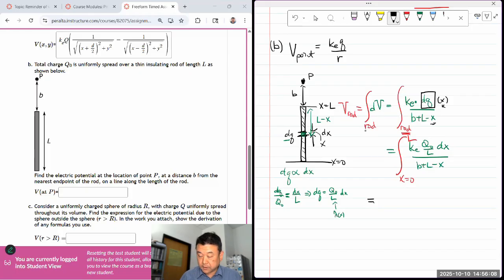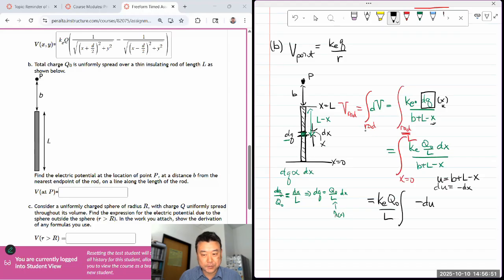So for this integral, it looks like I'm going to be doing u substitution. Let me factor out all the constant coefficients that I don't need to bother with: Ke q naught over L. So I have dx over all this. I'm going to use the u substitution with u equal to b plus L minus x. Then du is equal to minus dx. I'm going to substitute these in, and I'm also going to change the limits to match the limits in terms of u. So with the substitution, this dx becomes minus du.